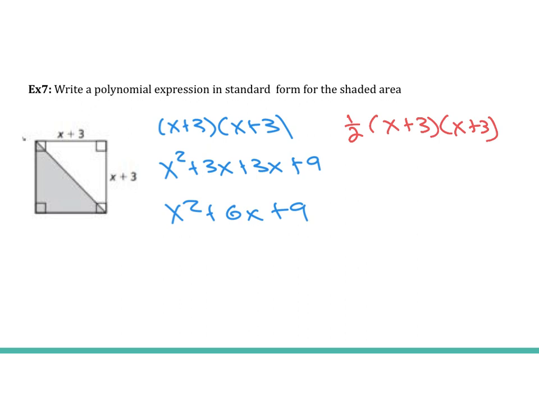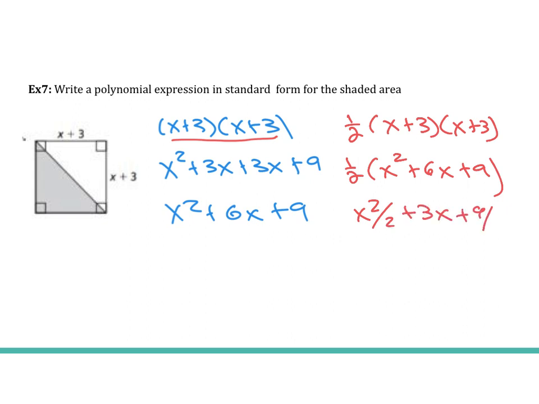Again, 1/2 base times height, which would be x plus 3 times x plus 3. And notice that we've already multiplied together x plus 3 times x plus 3. So I'm going to go ahead and substitute in what my answer was, which is now going to be 1/2 times x squared plus 6x plus 9. And I get x squared over 2 plus 3x plus 9 over 2. And what we see here is now I have my area for my square, I have my area for my triangle, and I can go ahead and subtract the two to get the area of just the shaded part.